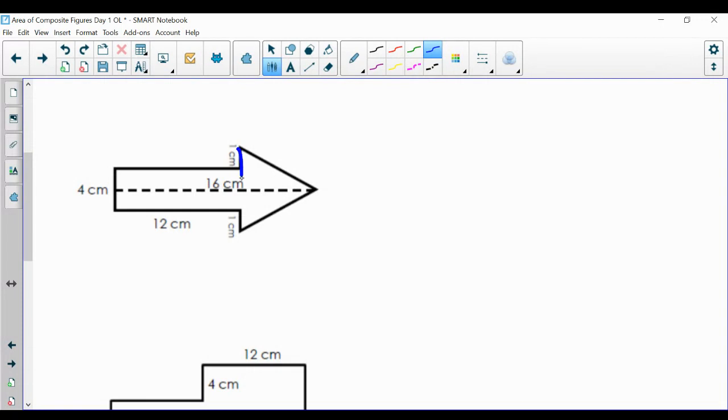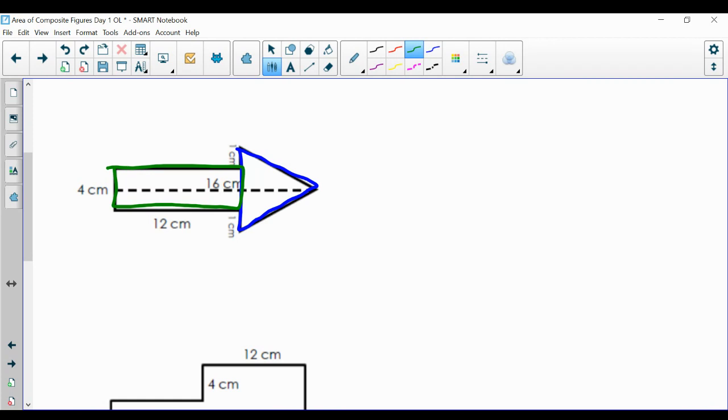Okay. So again, we have a triangle and we have a rectangle. That dotted line does not mean you have to cut it right there. Sometimes it helps that the dotted line's there because it is a nice even cut, but this one in this case is just showing you that from the bottom of your arrow to the tippy top of your arrow is 16 centimeters long. It's not telling you to cut it there.